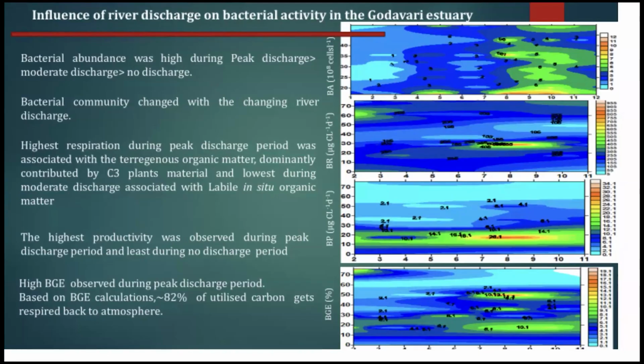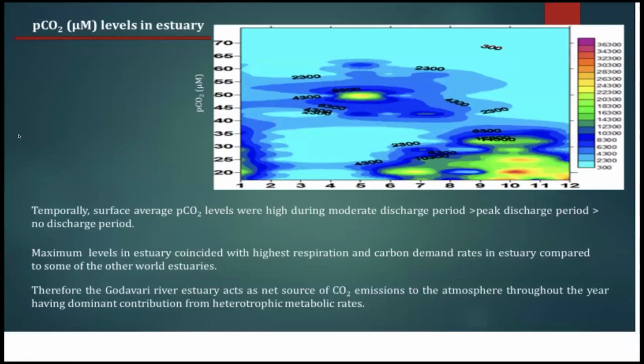So that might have led to high respiration rates. And the growth efficiency rate showed that almost 82% of the utilized carbon gets respired back to the atmosphere through these heterotrophic activities. And the pCO2 levels we measured in the estuary over time, spatio-temporally, the highest was almost 34,000 microatmospheres, which was higher during the peak discharge and moderate discharge time. So that is leading to the Godavari estuary having high CO2 emissions.